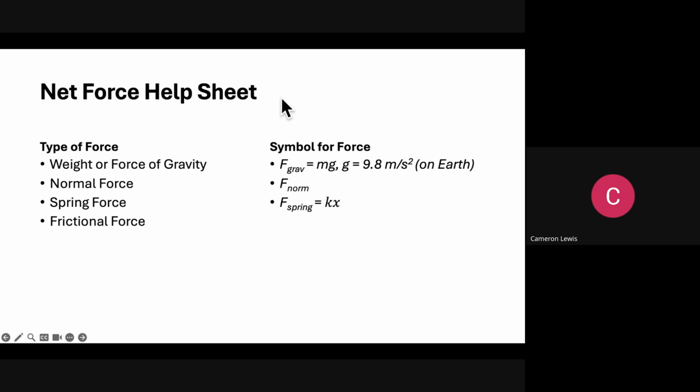So anytime you see a problem that talks about a spring, they give you one of these three: the force, the spring constant, or the position.